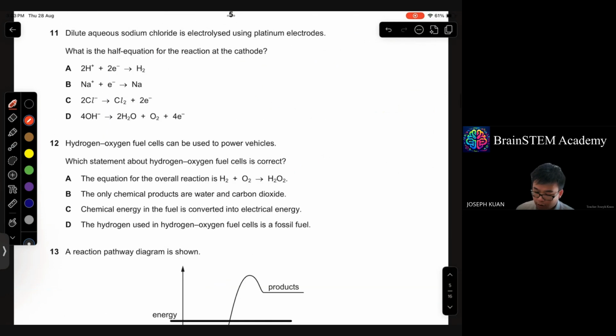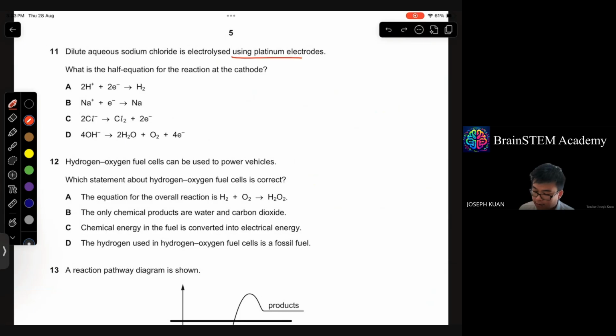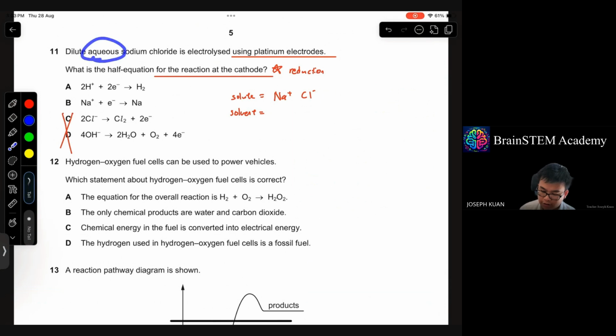Next, dilute aqueous sodium chloride is electrolyzed using platinum electrodes. What is the half equation for the reaction at the cathode? Now, at the cathode, reduction happens. So from here, we can actually eliminate answers for C and D. It's either B or A. Now, in this solution, there are a total of 4 ions. 2 coming from the solute, which is sodium chloride, and then 2 coming from the solvent, which is your water in the aqueous solution. They produce hydrogen ions and hydroxide ions.